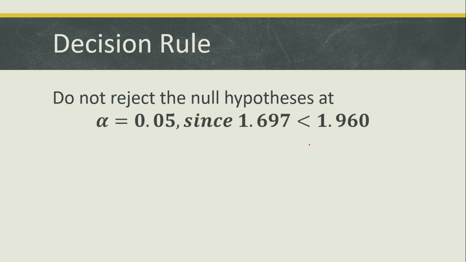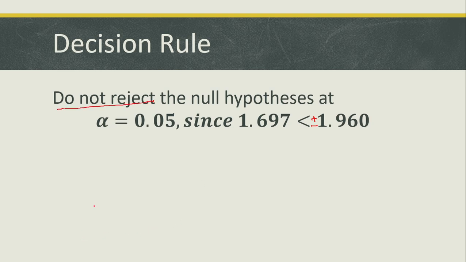So, si 1.697 is less than to 1.960. Okay? Hindi lang to basta 1.960 ah. Positive, negative talaga to. Analyze na lang din kasi both sides. Meron tayo sa left, meron tayo sa right. Okay? So, check natin bakit do not reject.